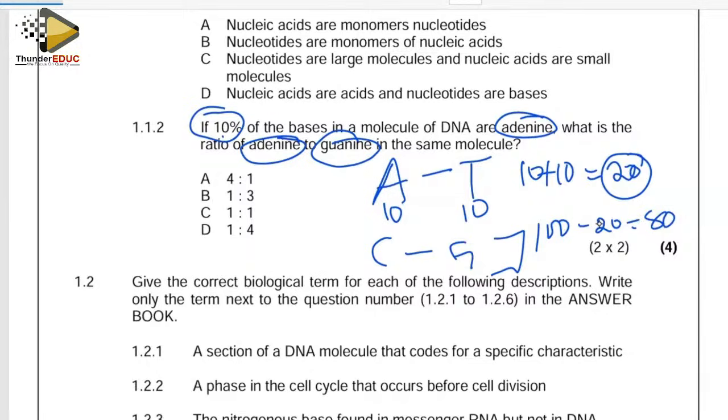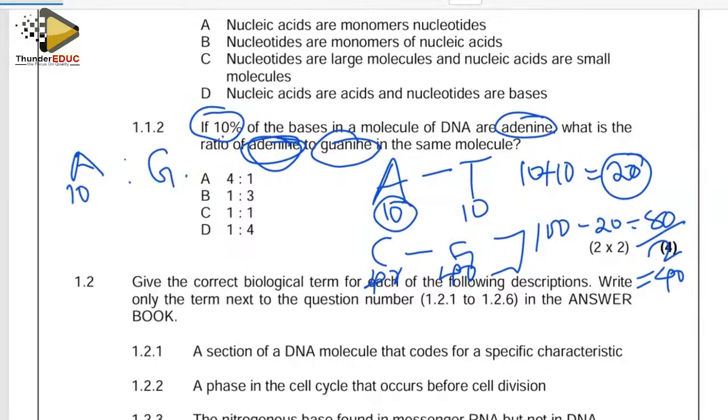Since both of them are equal to each other, I'm going to divide by 2. So it's going to give me 40. This is going to be 40, and this one is also going to be 40. But what is the ratio of what? Of adenine to guanine. So I come back here, I look for adenine, which is 10, and then guanine, which is 40.